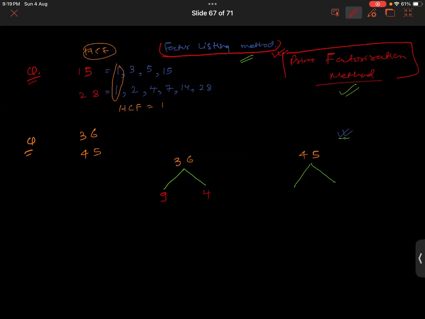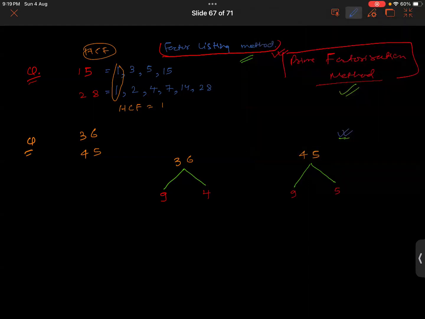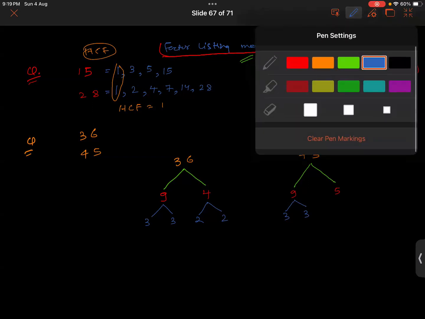See, 9 4s are 36. Okay. 9 5s are 45. Both of you pay attention in the class right now. Stop whatever you're doing. Then 9 will be further broken as 3 times 3, that is 9. 4 will be 2 times 2, that is 4. This 9 will be 3 times 3, and 5 will be simply 5. No need to break it further.